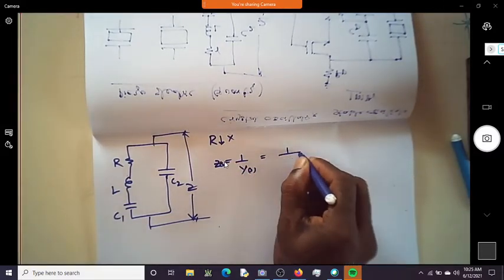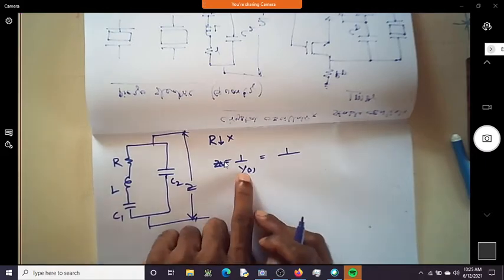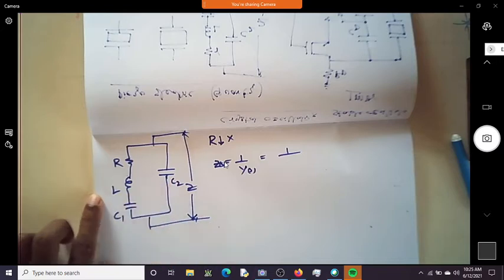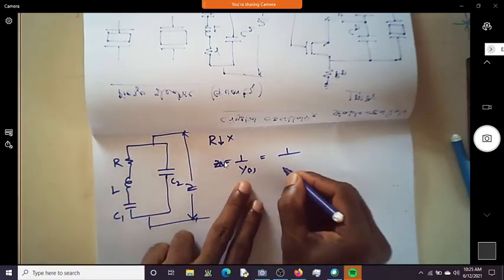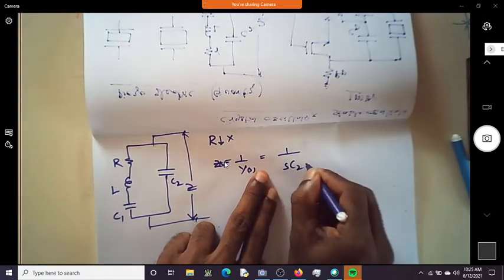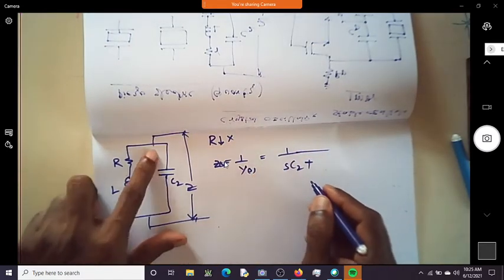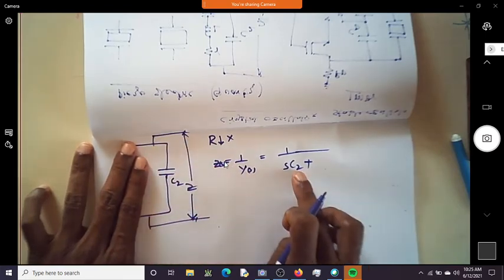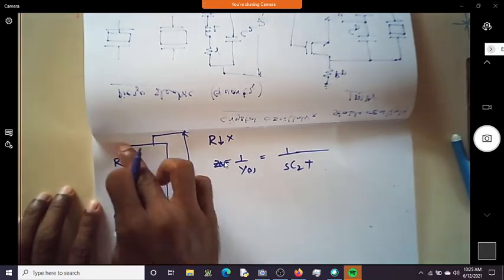We are writing admittance because we have two things in parallel, so that it can easily add up. So can I write this as S into C2 plus the admittance of this? What is the admittance of this C2? Is it SC2? Yes, sir.